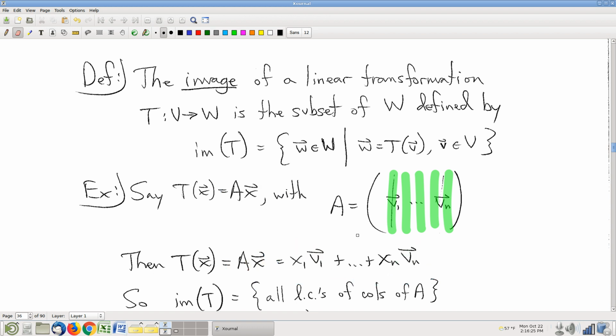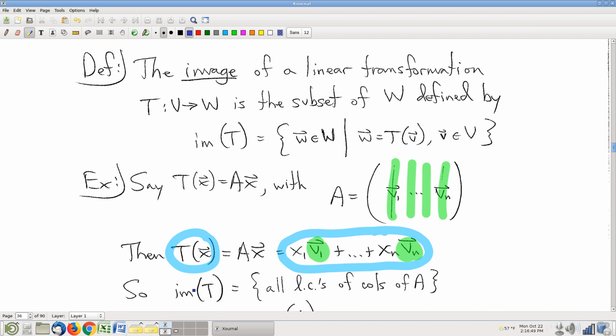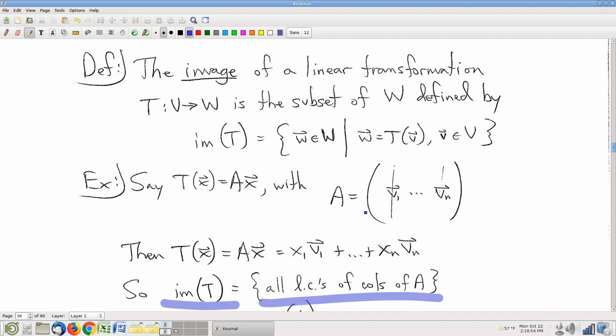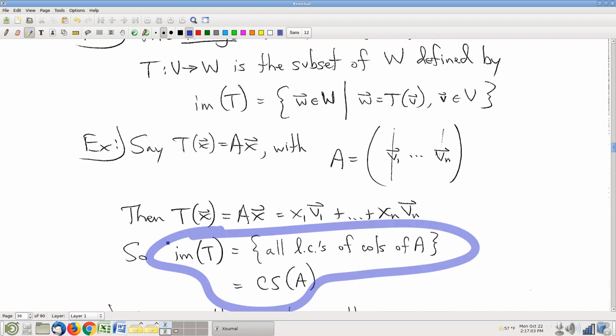Okay, so therefore, looking at this result here, the collection of all outputs from this function is the collection of all linear combinations of the column vectors. So remember, these are column vectors. Right? So the collection of all of the outputs is the collection of all linear combinations. Now, where have we heard that phrase before? The collection of all linear combinations of the column vectors of a matrix, that's the column space. So this is a nice little result here.